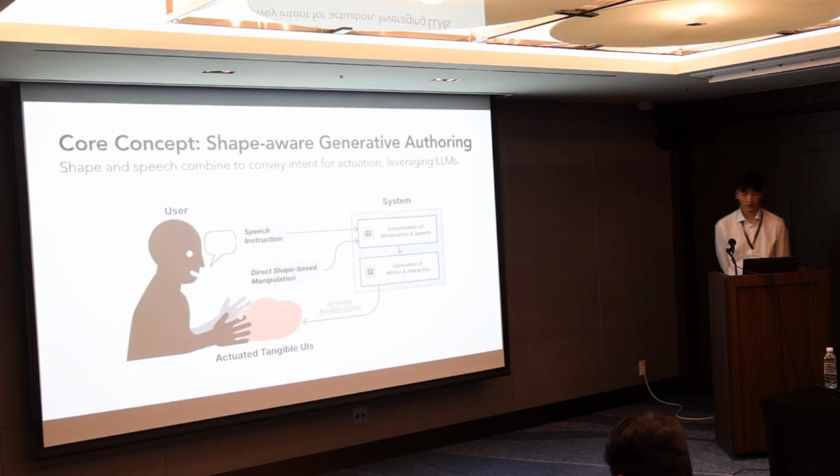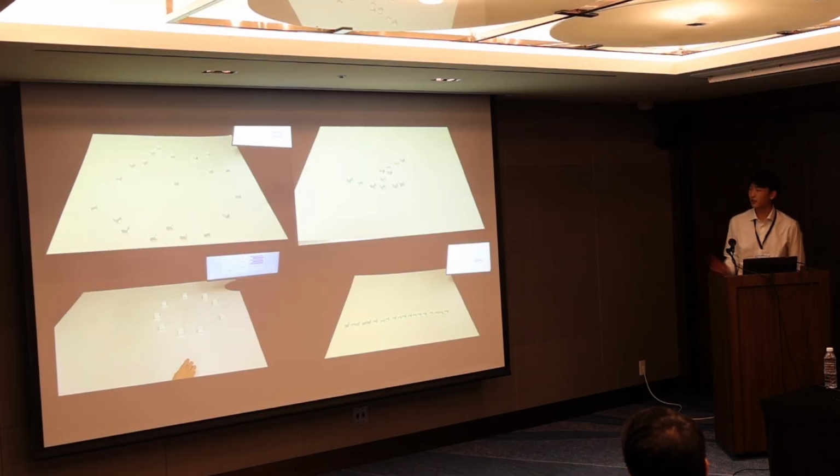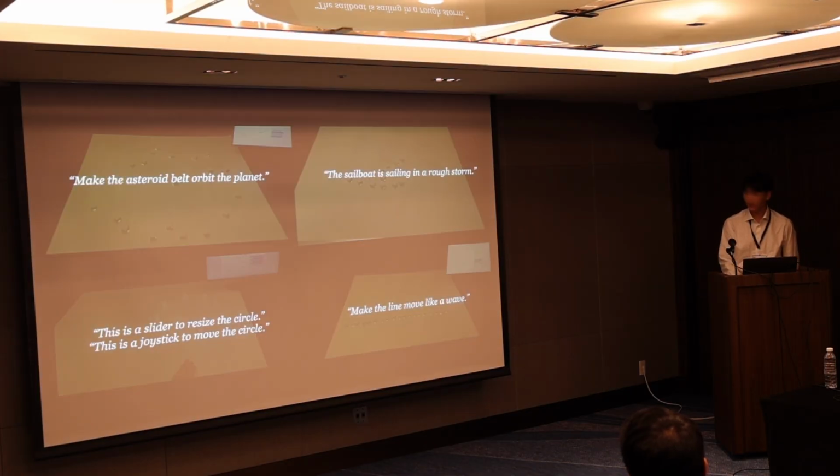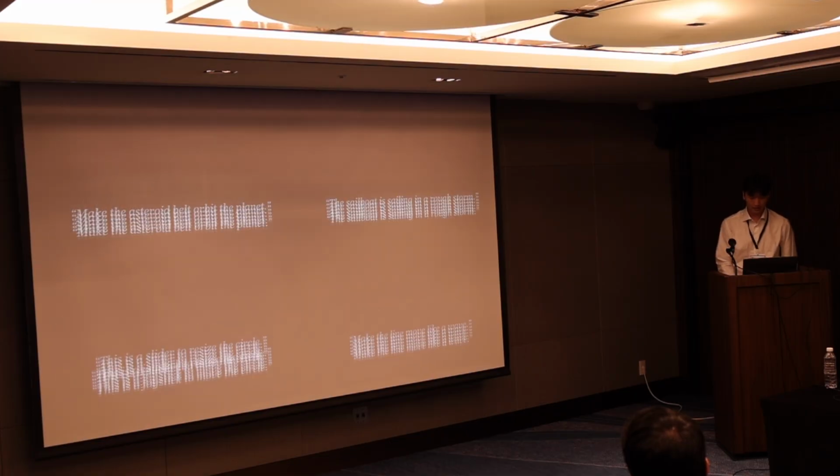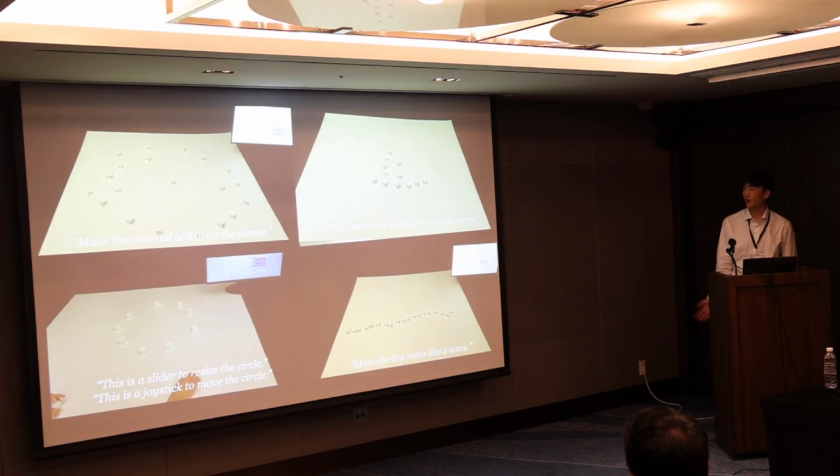So this leads to our core concept, which we define as shape-aware generative authoring. The core idea is that shape and speech are used in conjunction to convey intent for actuation, and then an LLM interprets these two input modalities to generate that actuation. We find that when you combine hand shaping and speech, you get really diverse and flexible authoring control.